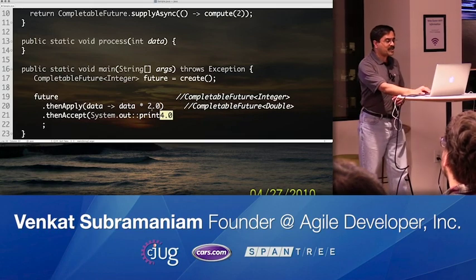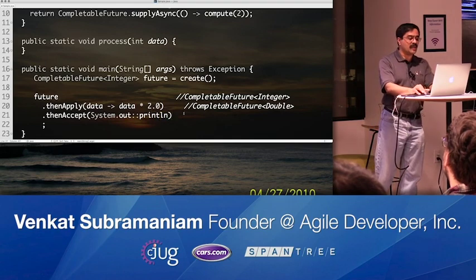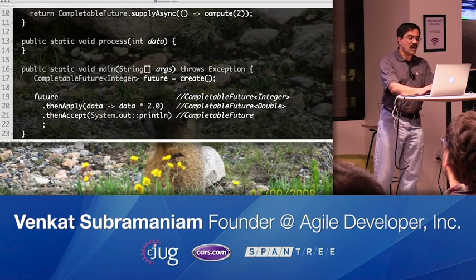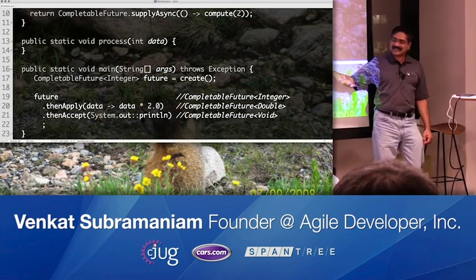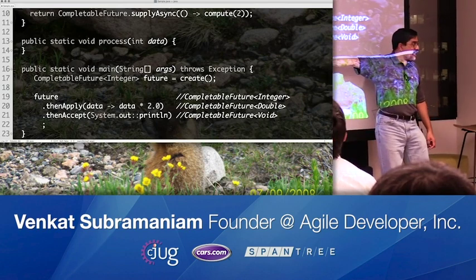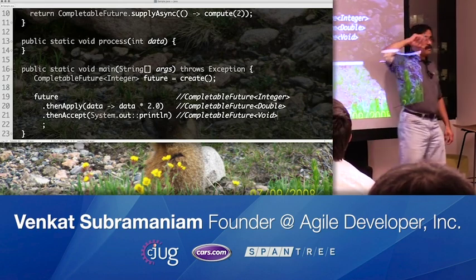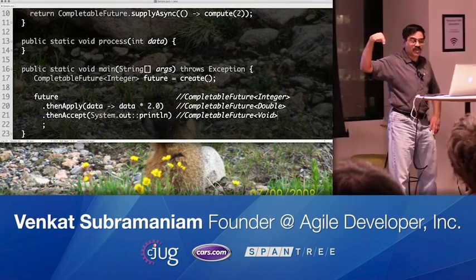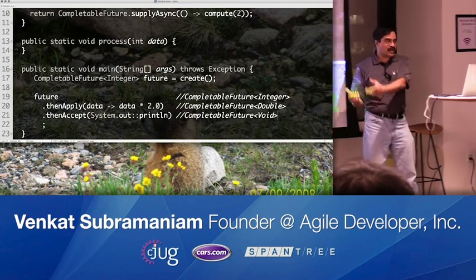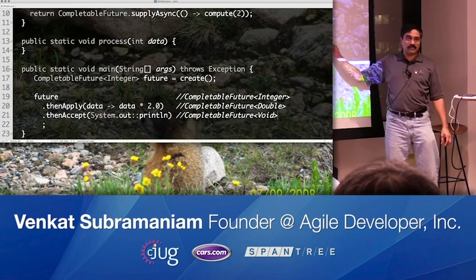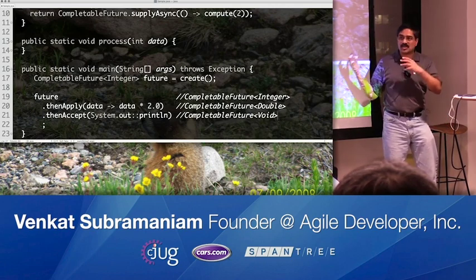That brings up the question, what is this in here then? Well, this one here is a completable future of void. And the reason it's a void is the then accept is going to take the data. Remember, that's a consumer. Remember the return type of the consumer's accept method. It's a void. So the accept is returning nothing. As a result, this completable future is a future of nothing.